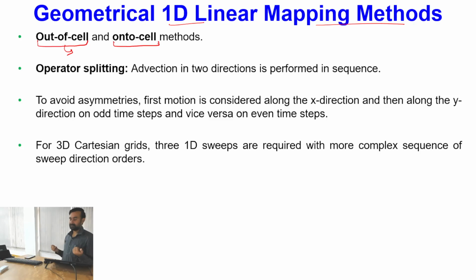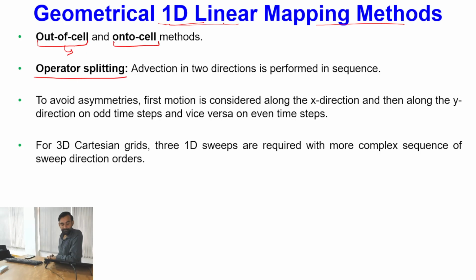And in the second class, onto cell methods, what we will be doing is, from neighboring cells, we will see how much flux or how much of their geometrical portion has to come into our own cell, the cell under consideration, and then we will estimate its color function based on the total geometric portion entry. Then second, of course, when we do this out of cell or onto cell mapping, you can see the title, I am talking about geometrical 1D linear mapping. So whenever we do this mapping, we do it only in one dimension.